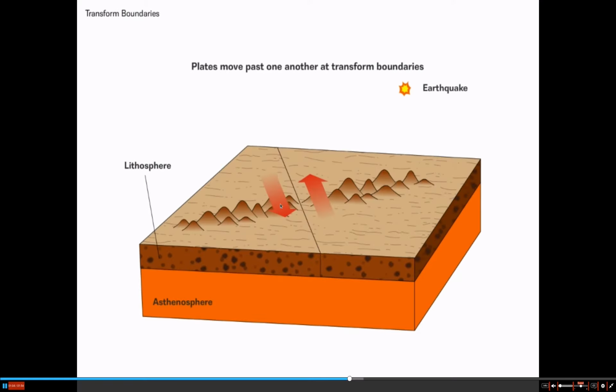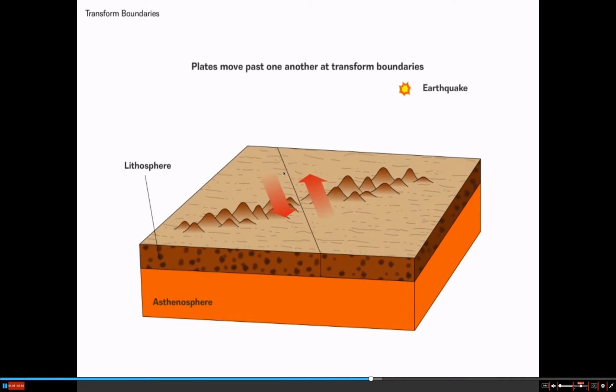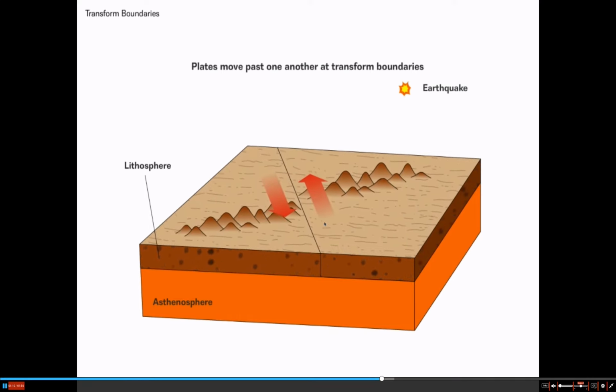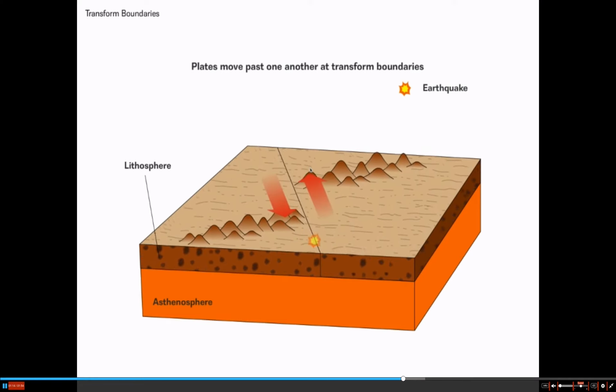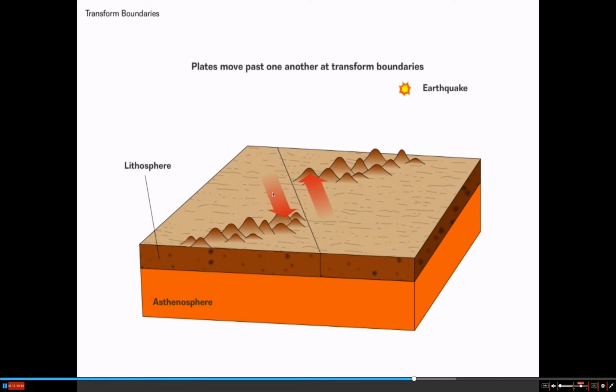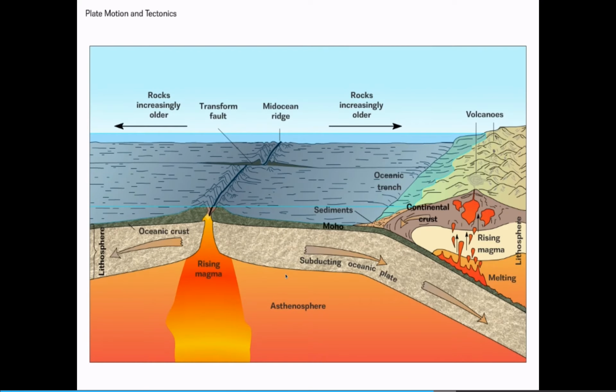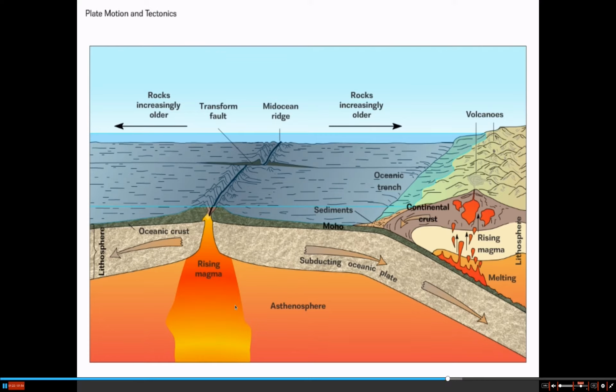And then a transform boundary is just, like I said, when they're moving past each other horizontally. So this would be a left lateral transform fault. If you're standing on this side looking across, it's moving to your left. If you're standing here looking to this side, it's moving to your left. So those are the three types of plate boundaries.